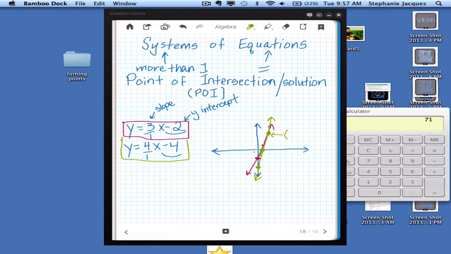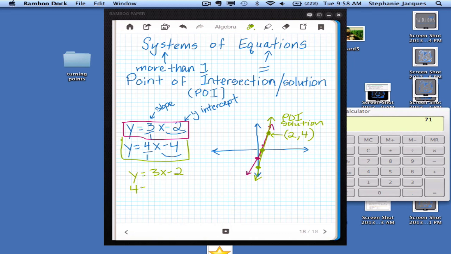That point is over 2, up 4. So I have an x value of 2 and a y value of positive 4. This is my point of intersection, or I can call it my solution to the system. Let's see if those points work. So I'm going to go over here, take my equation, y equals 3x minus 2, and I'm going to plug in the 2 and the 4 and see if it makes it work.